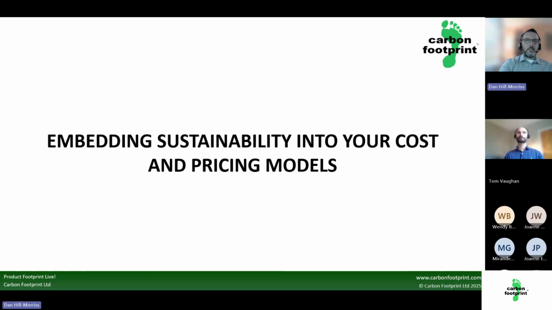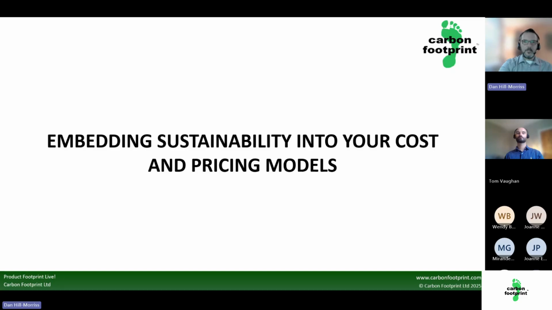So last but not least, we want to touch on how you make that work, building all of that into your cost and pricing models. You've already got your business, you've got your product, and there's going to be a need to undertake all of this work and to look at the assessment and the compensation. So where does that all fit?